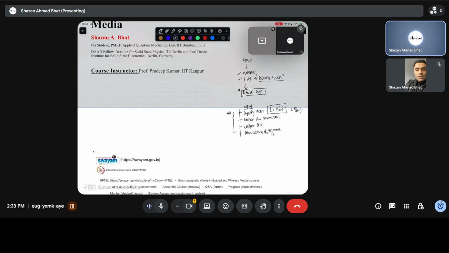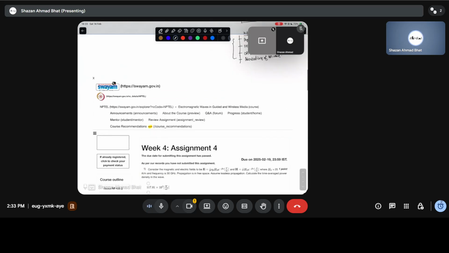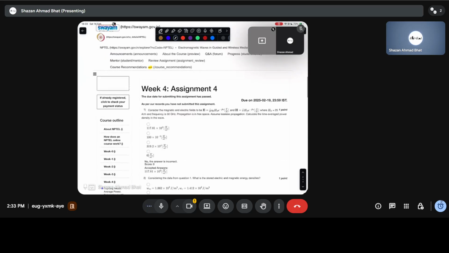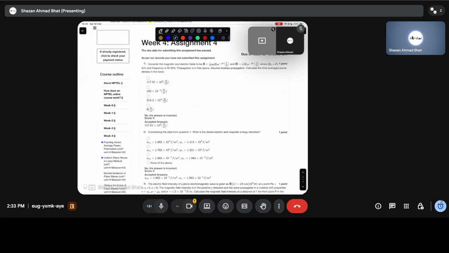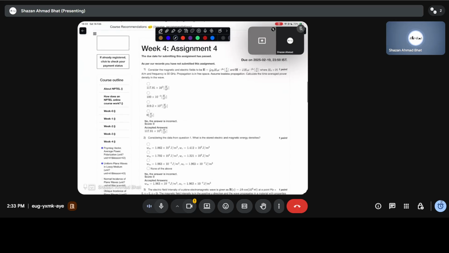So let's jump straight to the question solving session. We are going to solve some questions that you can treat as sample problems or sample examples, which will guide you to solve the actual realistic problems that will be asked in the examination. So let's take the first question itself.